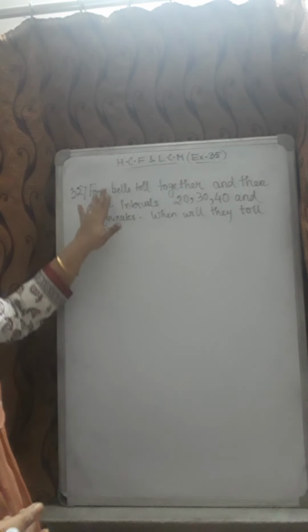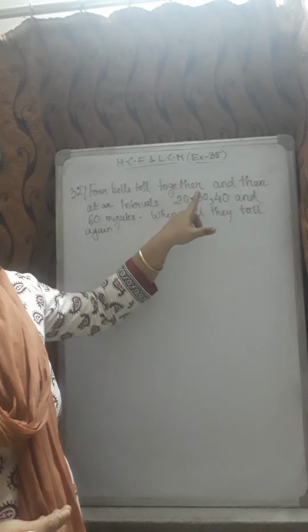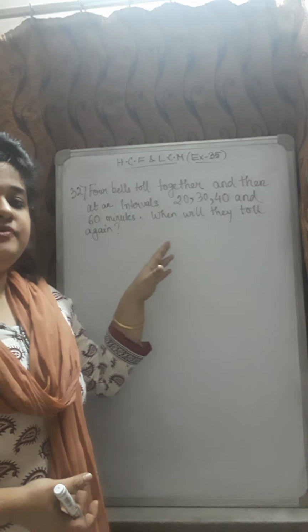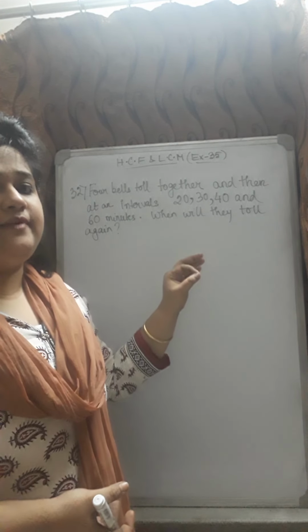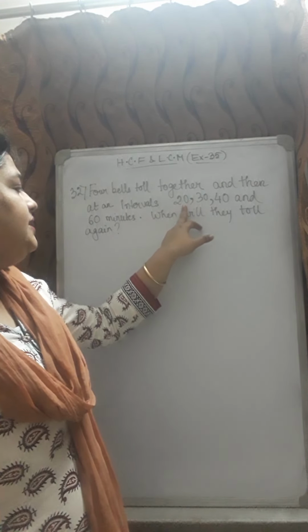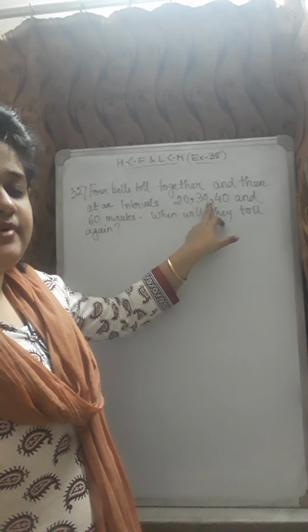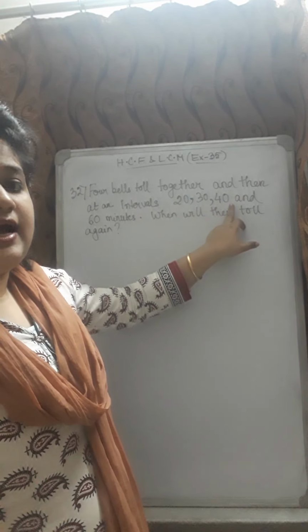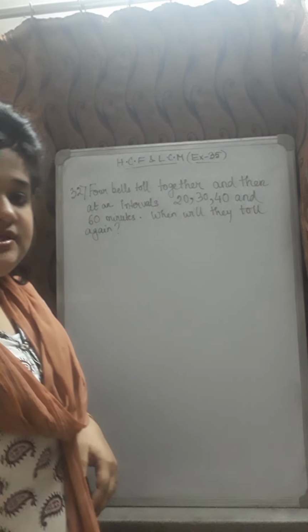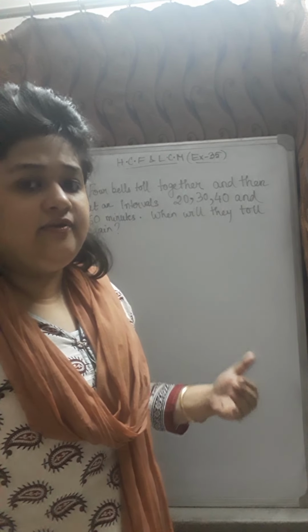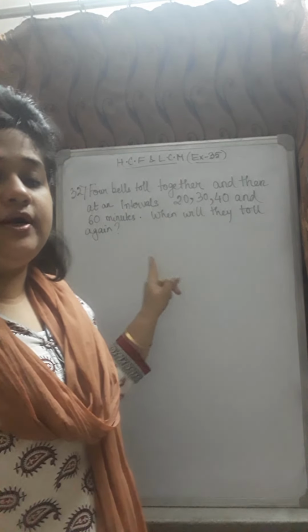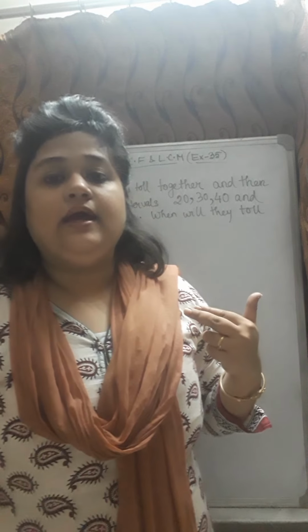So here 4 bells ring together. First time they are ringing together, and then after that they take up their own speed and their own time. They ring according to their own timing. One bell is ringing after 20, another bell is ringing after 30, the next bell is ringing after 40, and the last bell is ringing after 60 minutes. So if each of them rings at a different interval of time, the question is, when will they toll again? When will they toll again means when will they ring again?